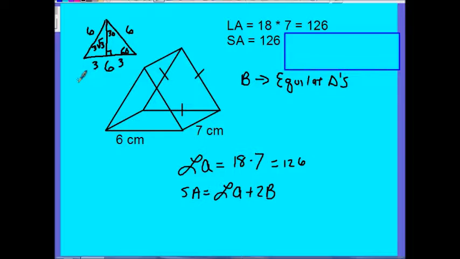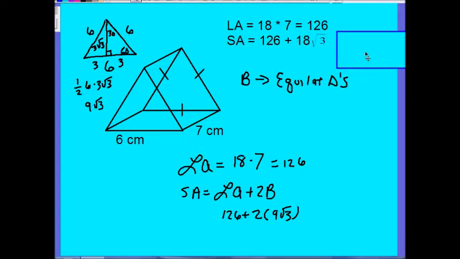Area of a triangle: 1/2 my full base, which is 6, times my height, which is 3 root 3. Half of 6 is 3, times 3 is 9 root 3. So for our surface area, we have 126 plus 2 times 9 square root 3, which is going to end up giving me 126 plus 18 root 3. We can't simplify that any farther, so we just leave it.